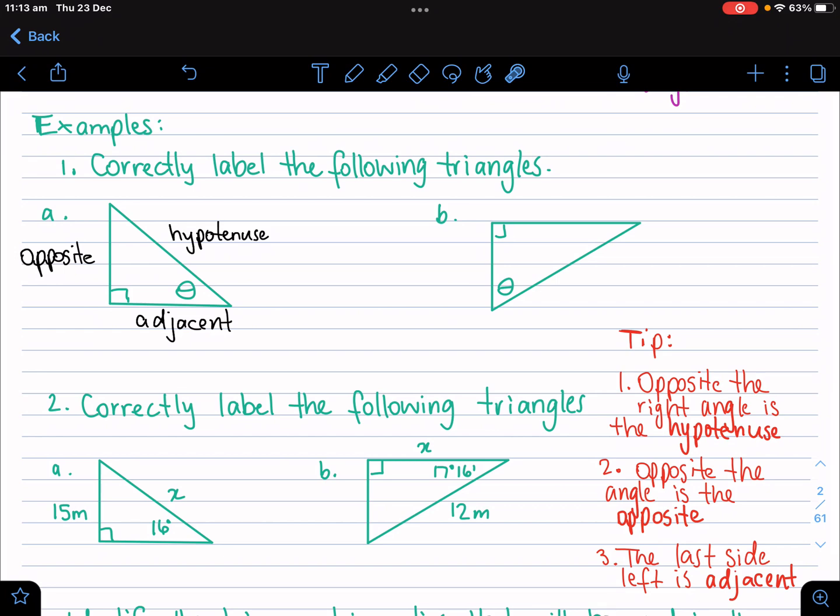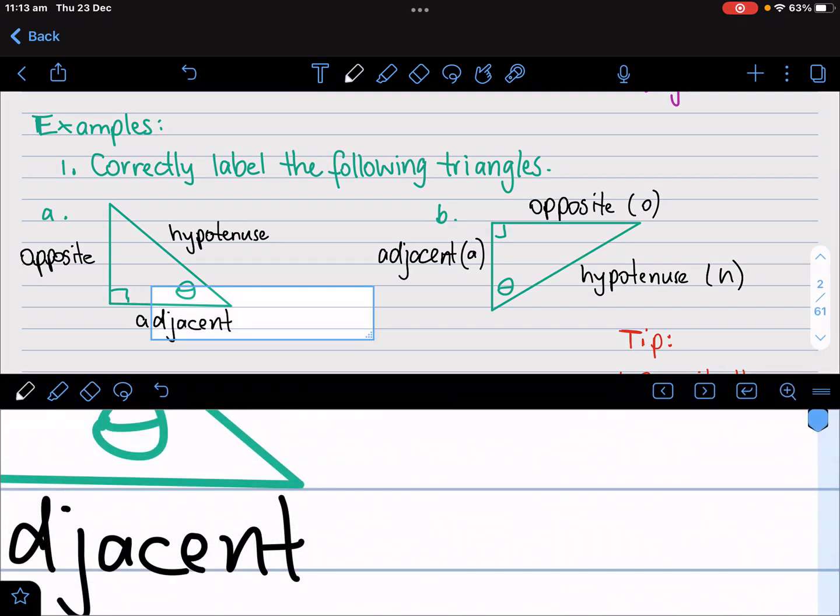Let's try example B, following the same steps. Opposite the right angle is always hypotenuse, or H. Opposite the angle is always opposite, or O. And the last one left is adjacent, or A. And as you do more of these, it'll all come very naturally to you. So that was labeling all three sides of a triangle. Let's look at example 2.